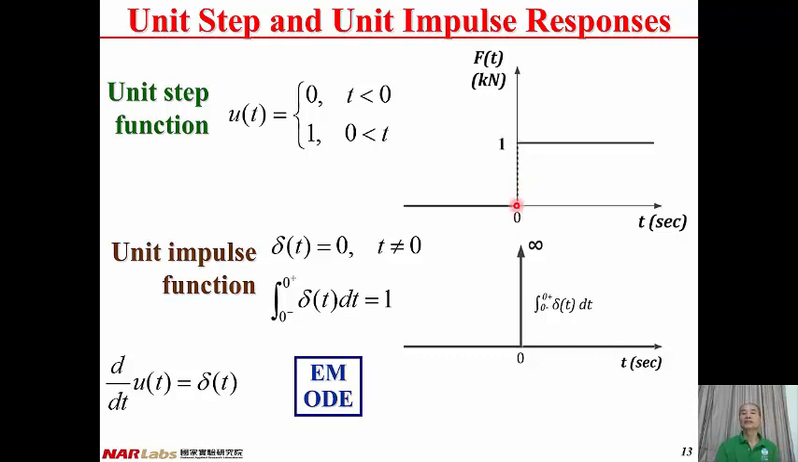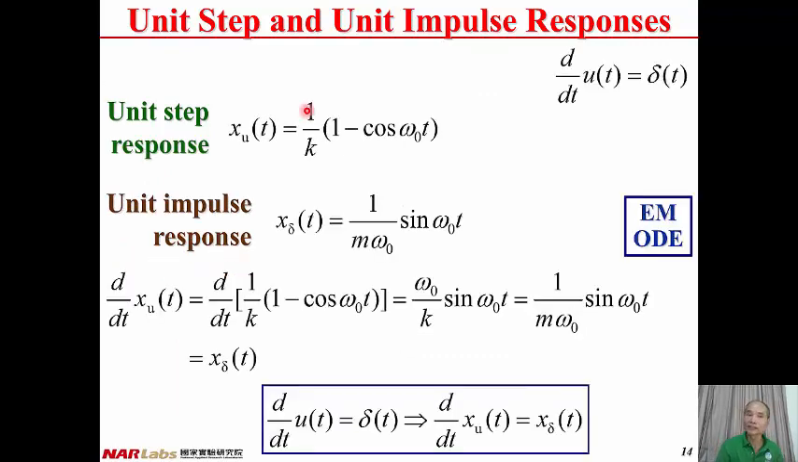Therefore, the slope here tends to infinity. Therefore, the differentiation of u(t) at t equals 0 tends to infinity. And the integration, the area under this curve, equals 1. Therefore, it becomes the unit impulse function. Finally, we have the differentiation of u(t) with respect to t equals delta t. Therefore, the differentiation of the unit step function becomes the unit impulse function.